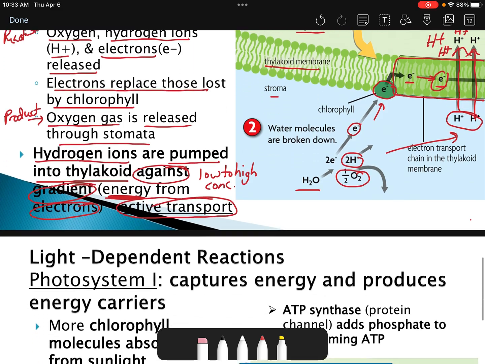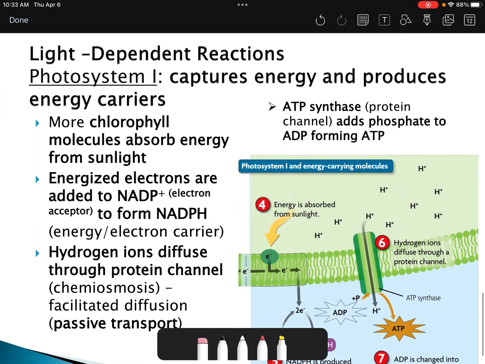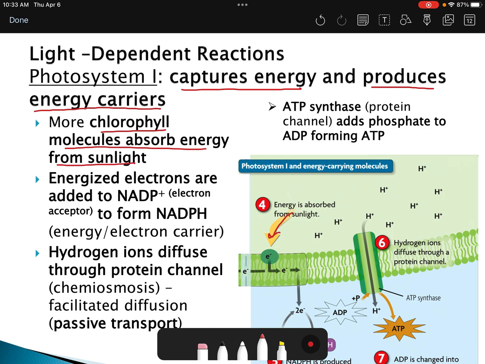So that is photosystem 2. And then we go to photosystem 1. In this reaction, we again capture energy, but now we're going to produce energy carriers. So more chlorophyll molecules absorb more energy from the sunlight. So here you have that sun coming in. Here's your chlorophyll molecule. Again, those electrons get energized.